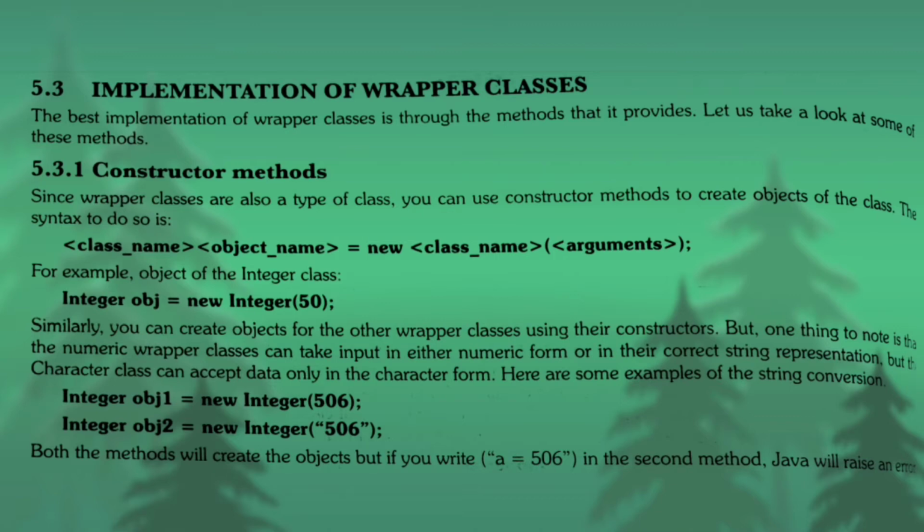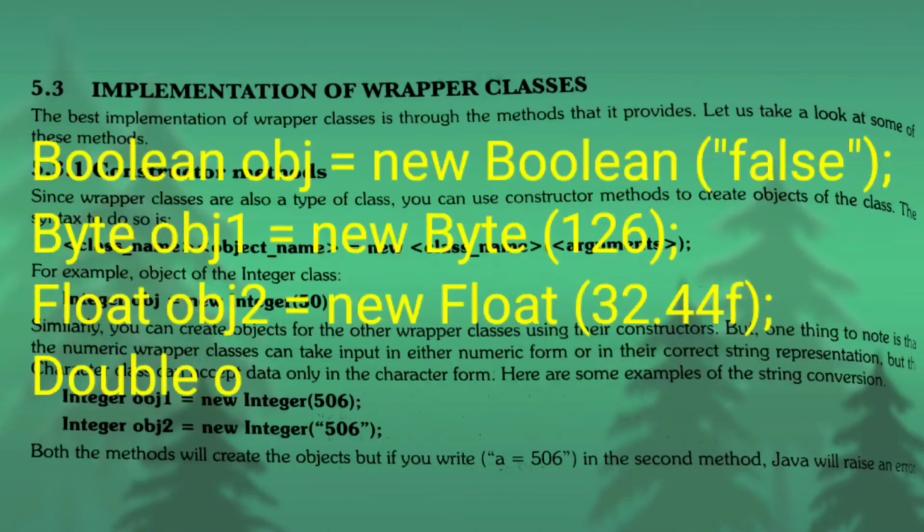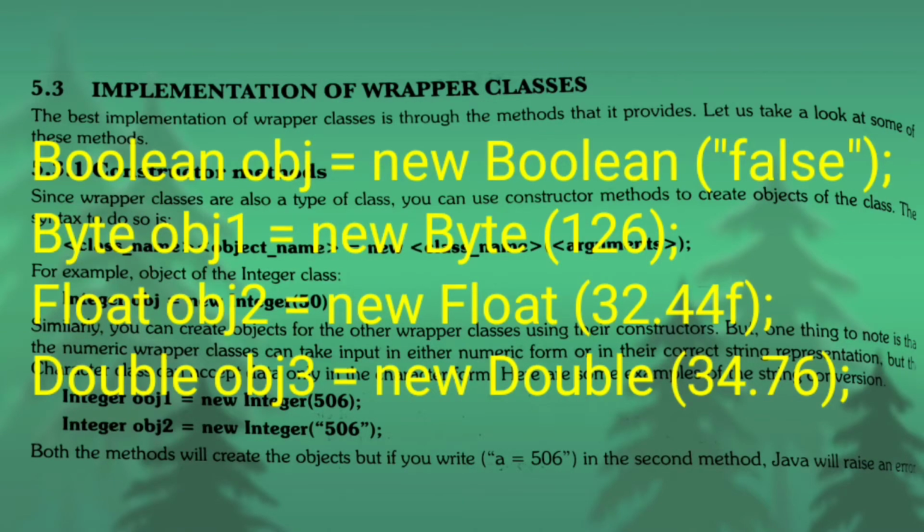So with the help of the same syntax you can create other wrapper class objects in your program. For example, Boolean class, Byte is there, Short is there, Long is there, Double is there, Float is there.